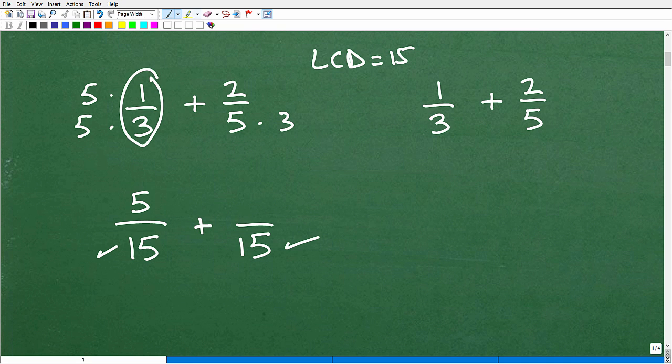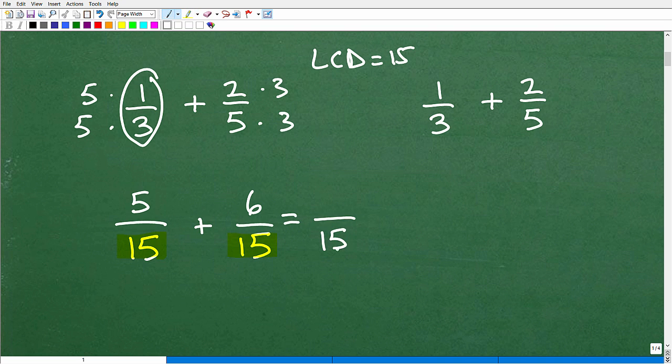Okay, but again, the reason why I rewrote this is because I want 15 down here in the denominator. Okay, so 5 times 3, that's 15, of course. But I have to multiply that numerator by 3. So 2 times 3 is 6. All right, beautiful. So now that we have our fractions, they both have the same denominator. Now I'm ready to go ahead and add.